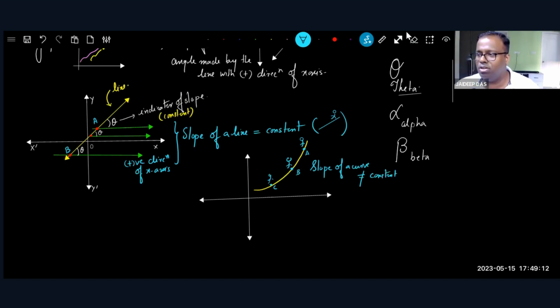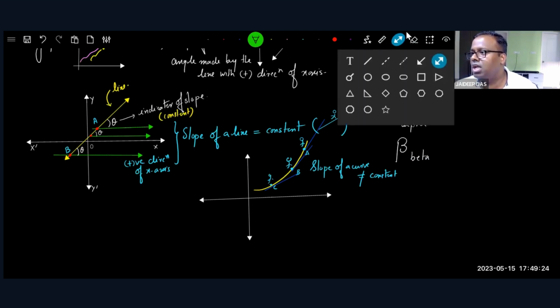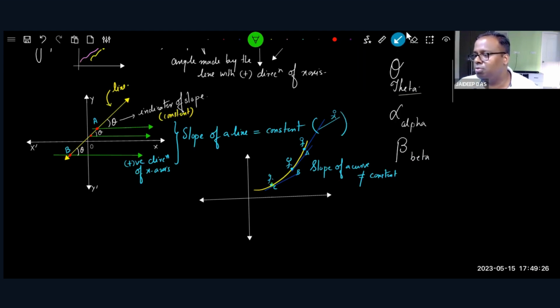And how do we find out slope of a curve? Not in your course, you did not understand. We draw tangents to the curve at that particular point. We will draw a tangent at every point, like this, and we will find what is the angle made by the tangent with the positive direction of x-axis at that point. If you see, the angles are all different.